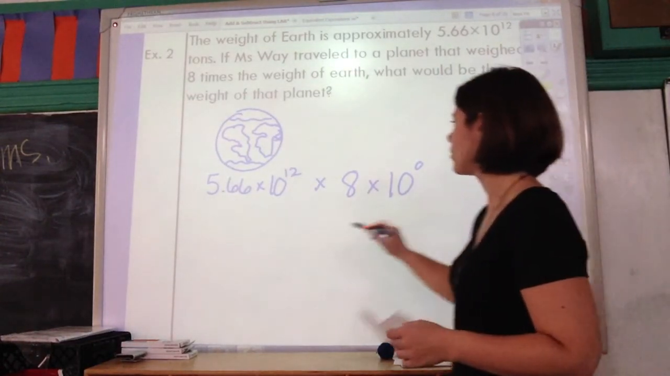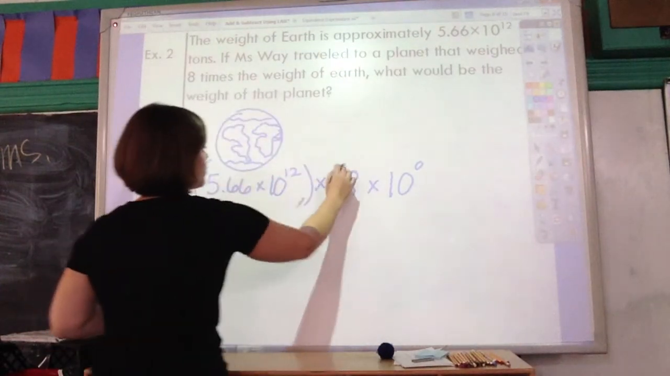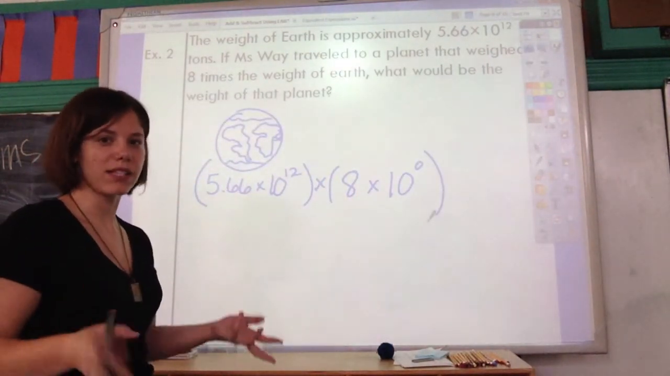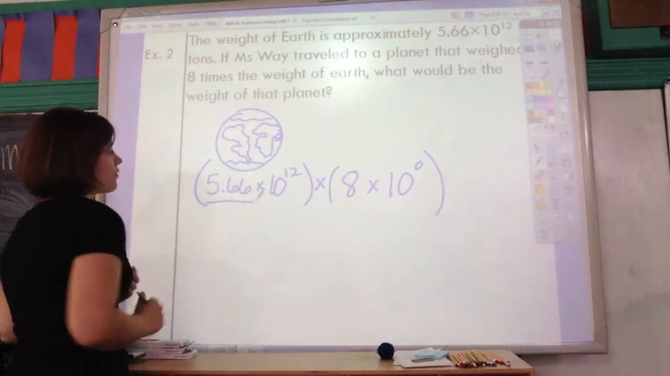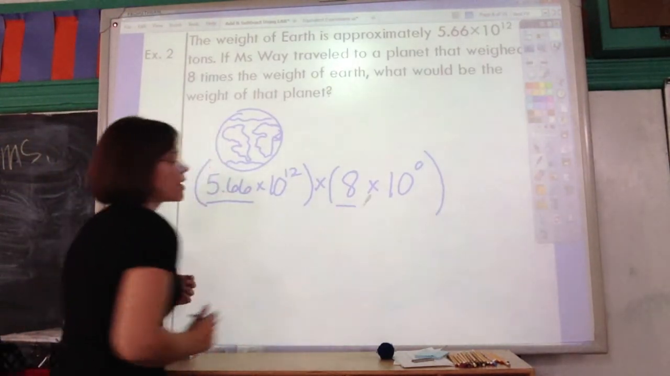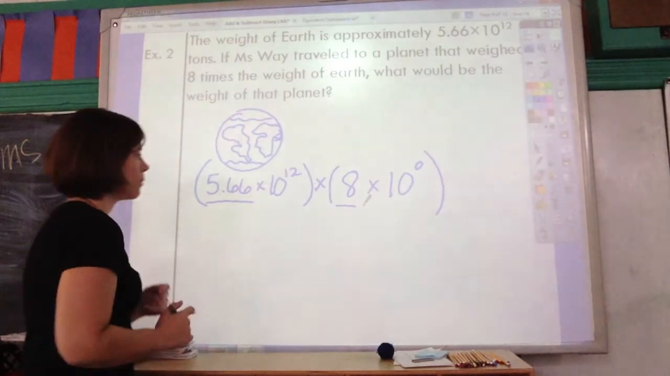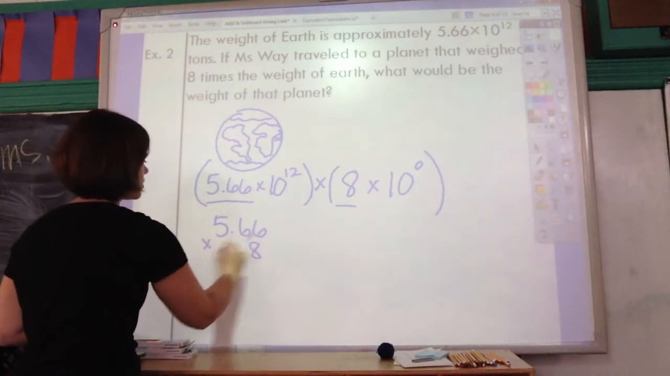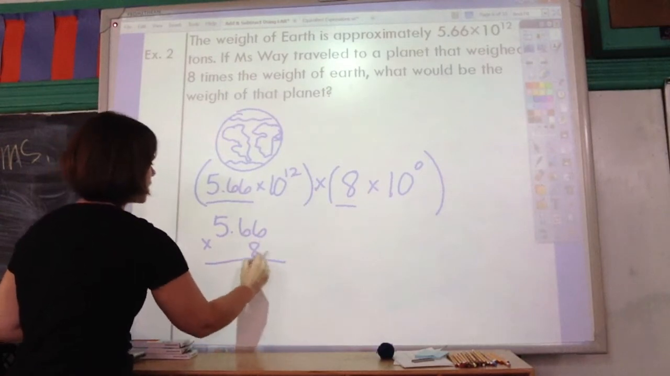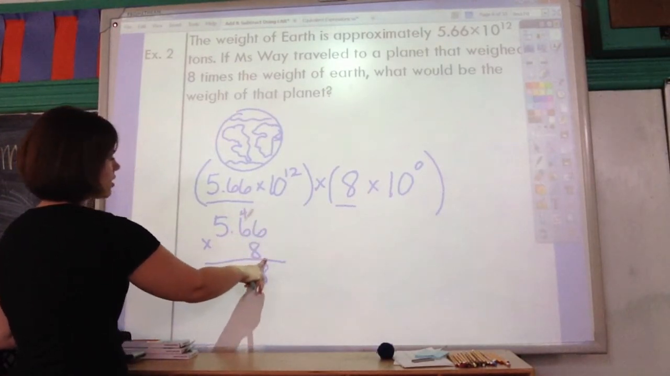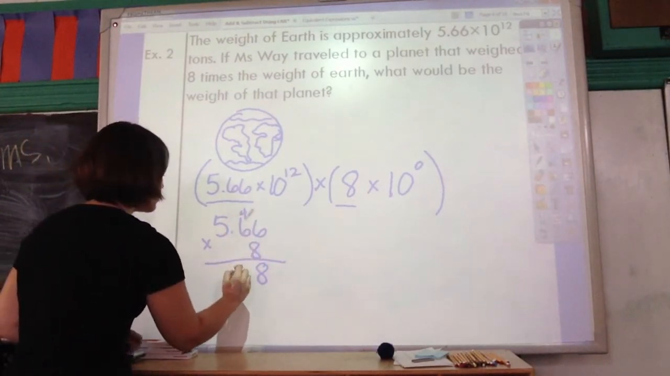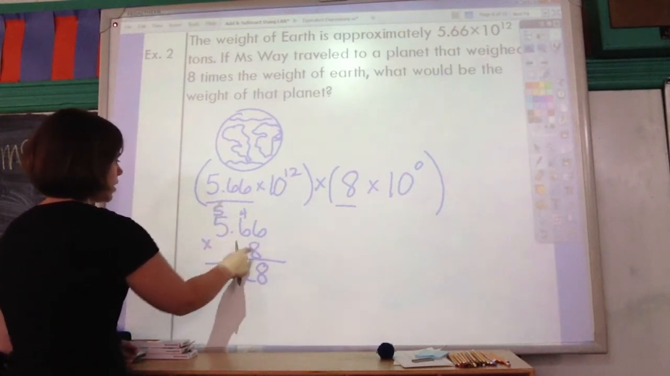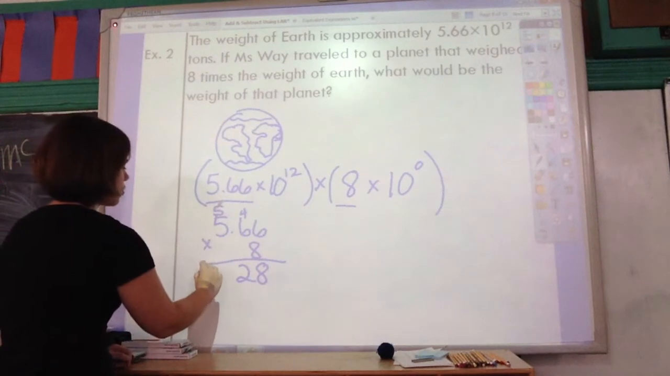Now let's review how we multiply. I really like parentheses because they help me stay organized for some reason. I don't know. If you don't like them, it's not that big a deal. I'm going to take 5.66 and multiply it by 8 because I'm multiplying out my coefficients. 5.66 times 8. Let's do it. 6 times 8, shut the gate, 48. 6 times 8, shut the gate, 48 plus 4, 52. Write down my 2, regroup my 5. 8 times 5 is 40, plus 5 is 45.